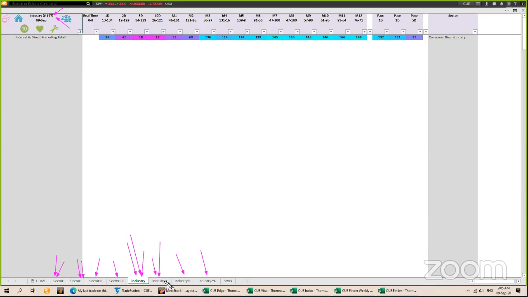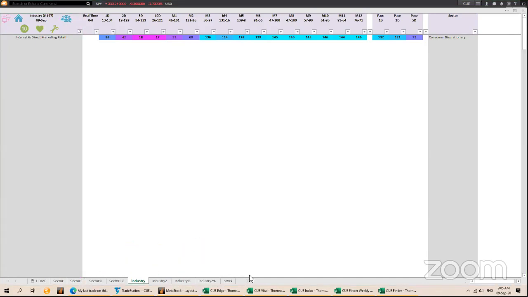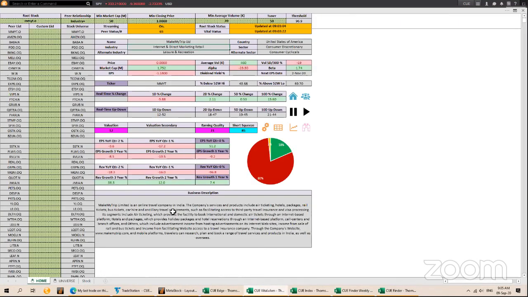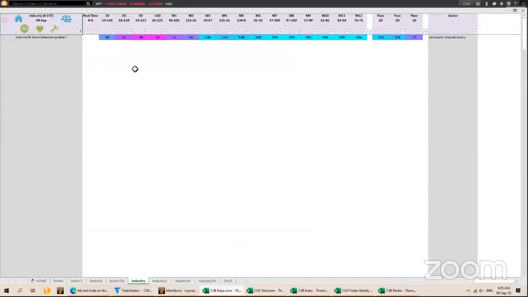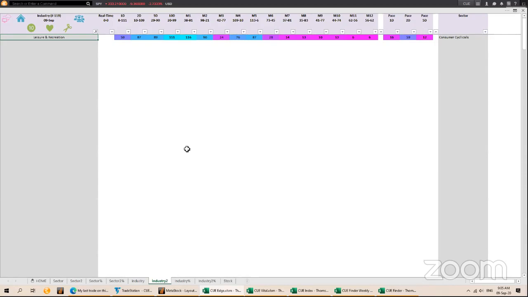However, sometimes when the description matches the alternate industry more, then instead of looking at the primary industry and thinking that it is weak, though it improved a little bit yesterday, prior to that it was very weak for several days. I think instead of using internet and direct marketing retail for MakeMyTrip, we may look at industry 2, the alternate industry, leisure and recreation, and this is much stronger.